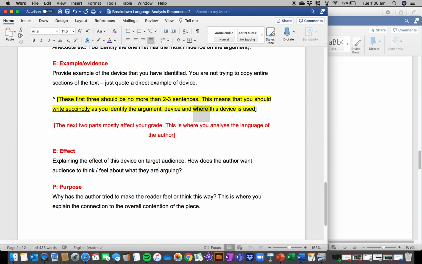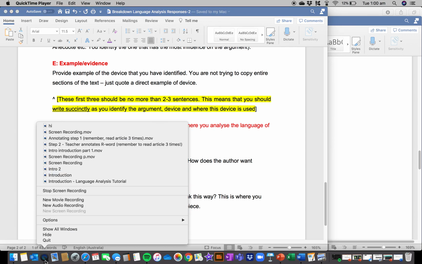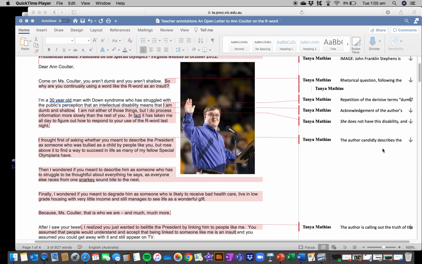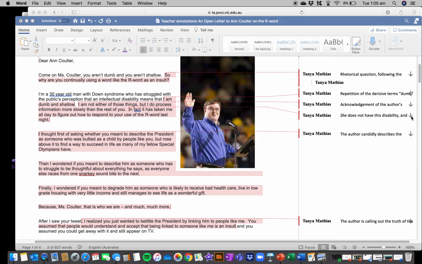All right, now we're going to discuss what that looks like in the R word article. Okay, before we write our body paragraphs, we actually need to identify what are the arguments that we are going to discuss in this language analysis essay. So, as you will remember, we have just annotated this text and we've identified devices, we've identified effects, okay, what he's saying and how it has an effect.